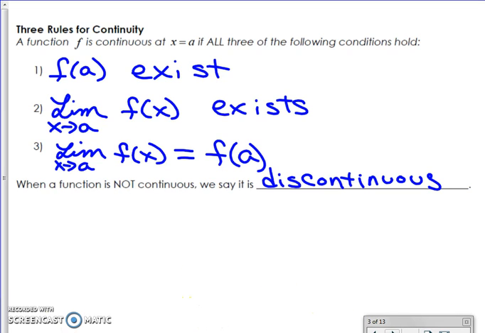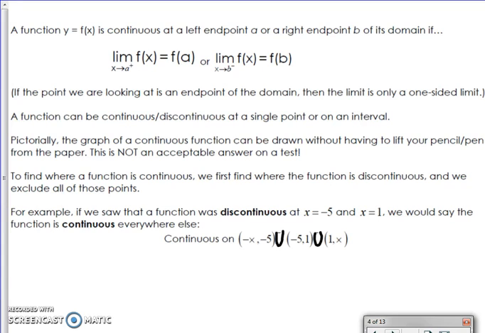Okay. So let's take a look at how that looks in words. A function y equals f of x is continuous at a left endpoint a or a right endpoint b of its domain if the limit from the right and the left are both the same. Notice here that you can be continuous at an endpoint. That's kind of a tricky concept. You don't see it a ton, but just in case.